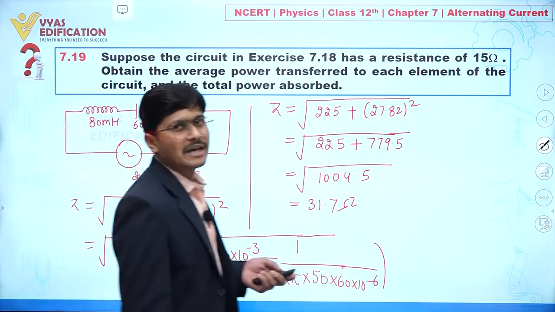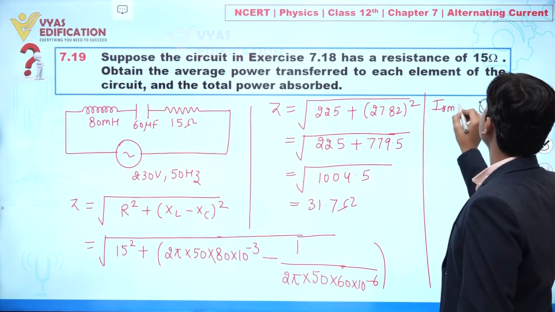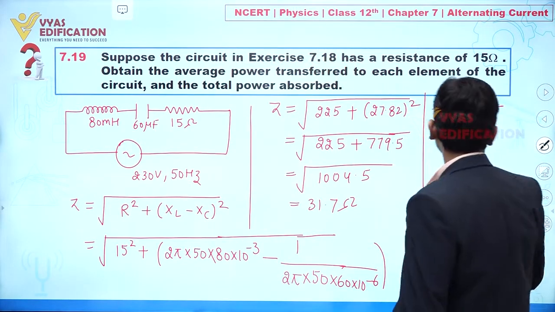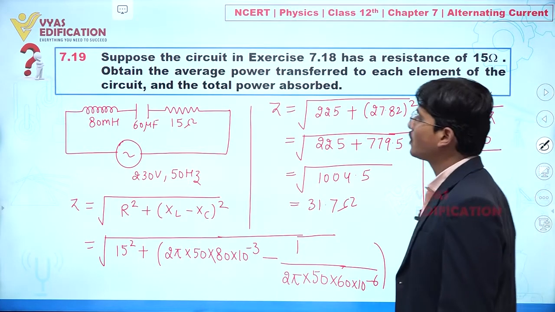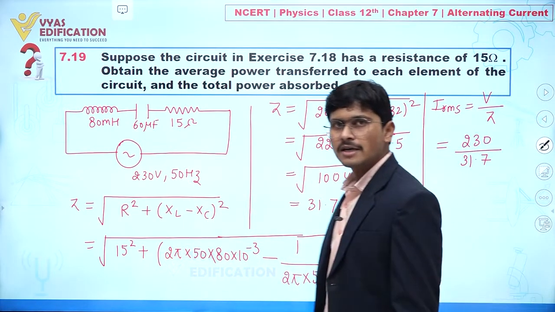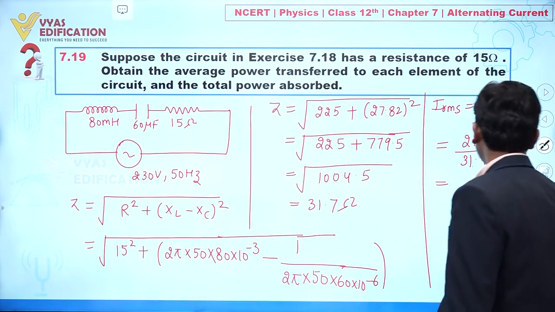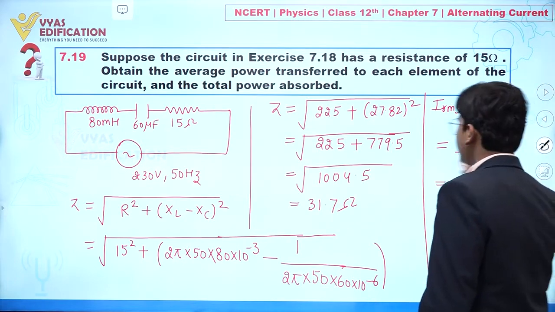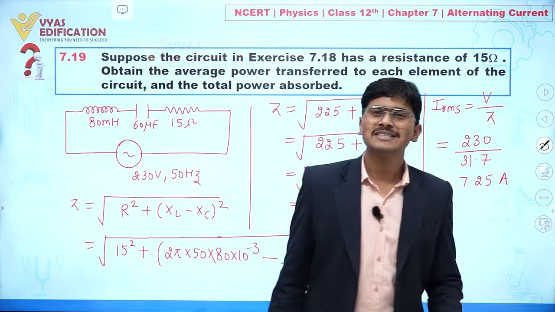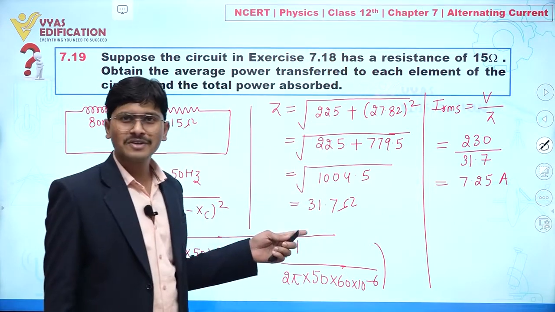So can we find the value of IRMS? Yes. IRMS is given by V divided by capital Z. V is given to you, this is 230, and capital Z is equal to 31.7. If you calculate it, you will find this value near about 7.25 ampere. And definitely this current is less compared to the previous one. Why? Because we are also adding the impedance due to resistance. You are getting an additional term of 225, or we can say resistance.